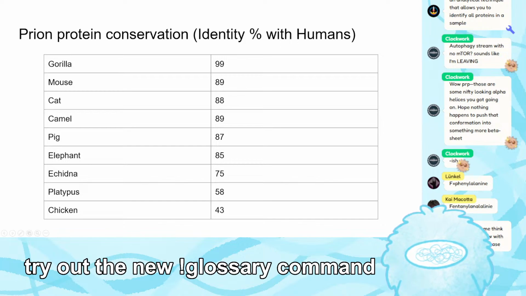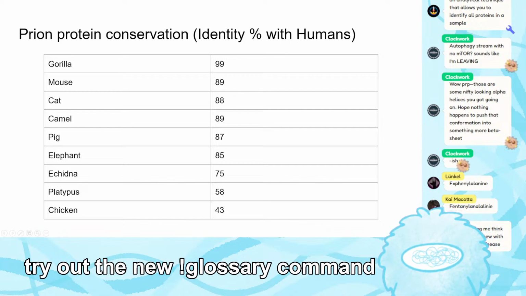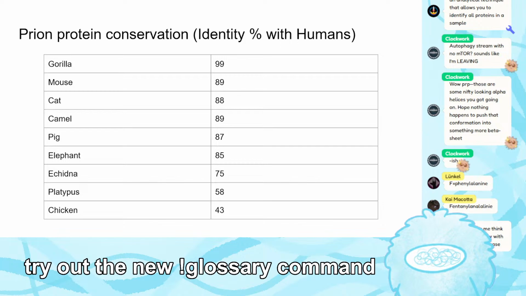And so gorilla, our cousins essentially, we have 99% sequence identity of the prion protein. That's pretty expected, right? We are, of course, very closely related to gorillas and all other primates, so that's not surprising. When we talk about mice, we are sort of similar to mice, right? They're not that far off of our evolutionary line. So 89% is still quite high.